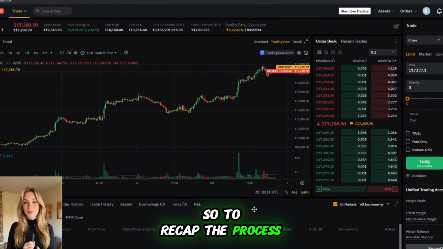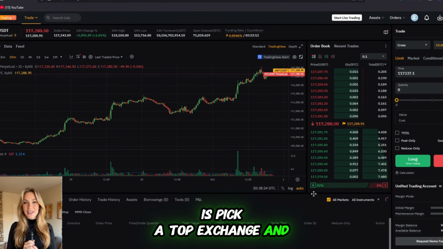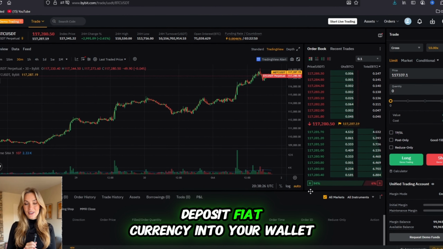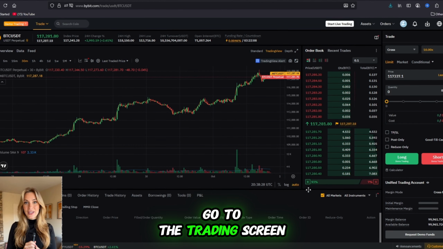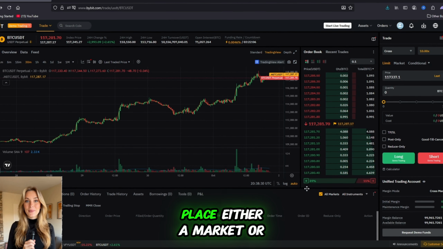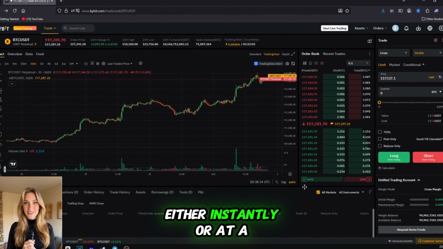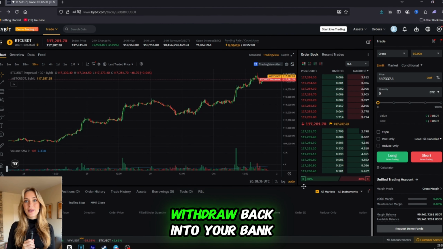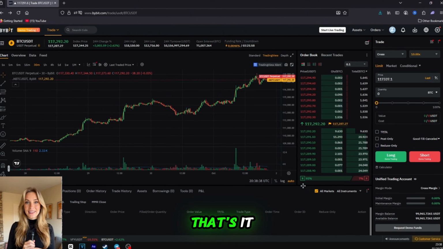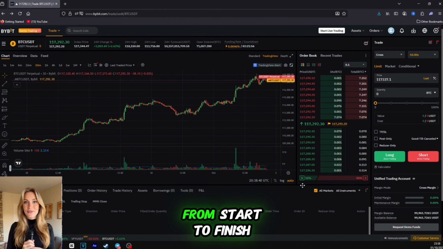So to recap, the process is: pick a top exchange and complete KYC, deposit fiat currency into your wallet. Go to the trading screen and select the right pair. Place either a market or a limit order to buy. Sell when you're ready, either instantly or at a target price. Withdraw back into your bank. That's it. That's your first crypto trade from start to finish.